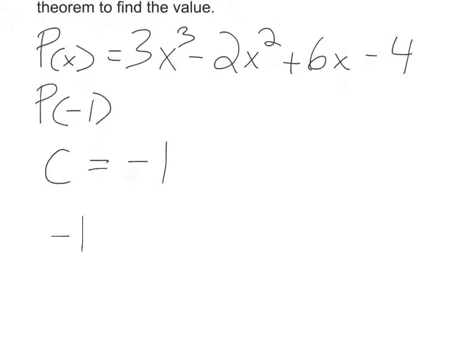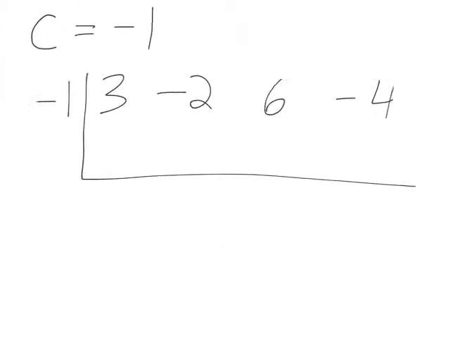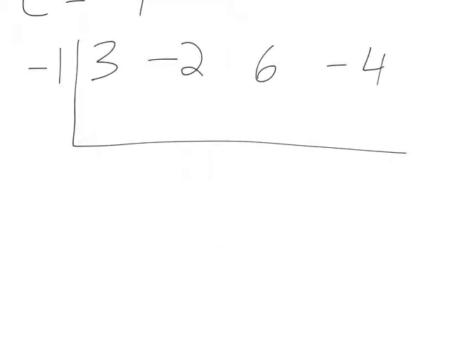C is equal to negative 1. And then our coefficients and constant, it's already in descending order. I'm not missing any terms, so 3, negative 2, 6, and negative 4 are the coefficients of my dividend. All right, let's run through the process. It's the same synthetic division we did earlier in the synthetic division video. The first thing you want to do is drop that very first coefficient. It's a 3.